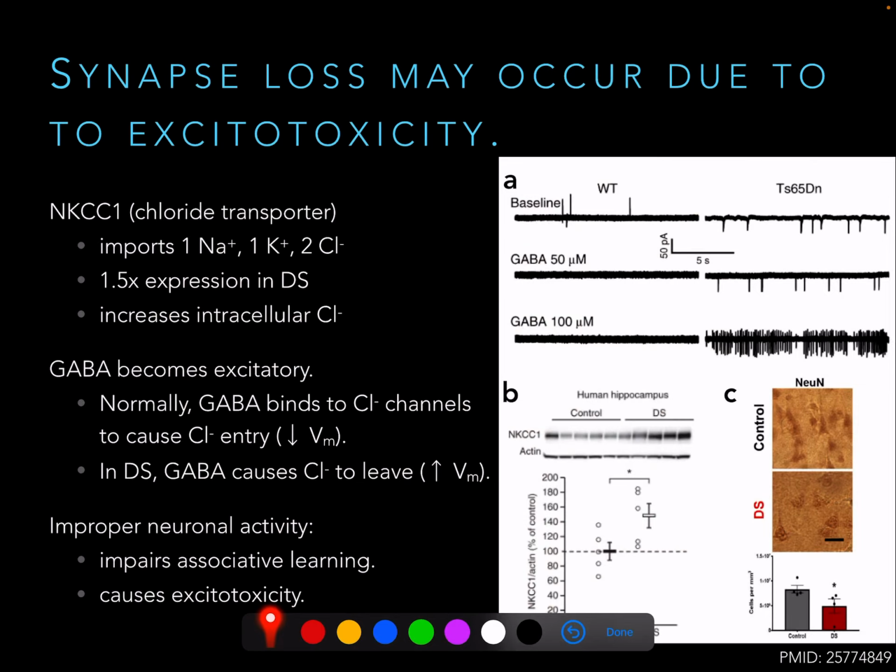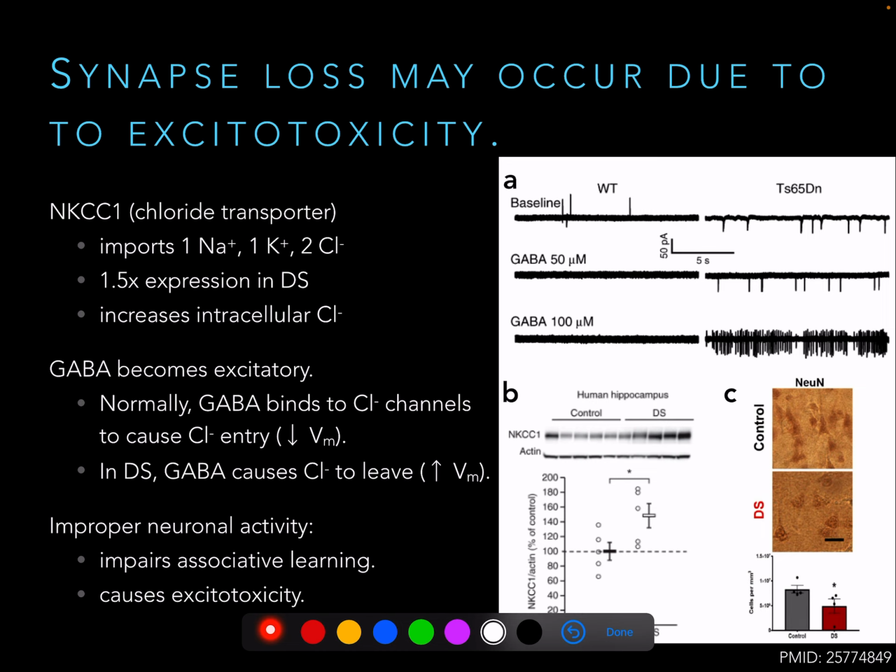Neurons in Down syndrome are a little more excitable because there's another gene that gets screwed up here, okay, and that's the sodium, potassium, chloride cotransporter. It's a mouthful, but here's the deal. This is a protein that brings chloride into the cell. And we make about 150% of the amount that we should in Down syndrome. So we make 50% more. Okay, that means that cells have more chloride inside them.